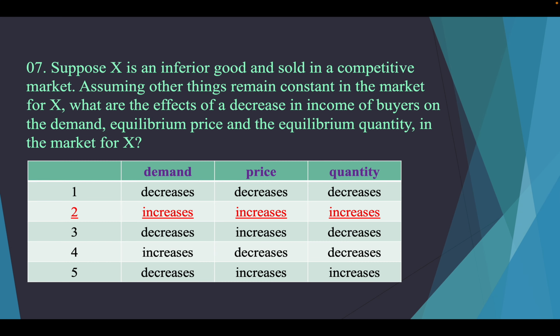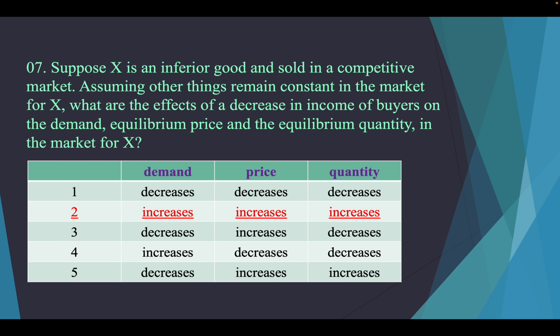Okay children, now we are going to discuss the 2016 A-level paper MCQ 7th question. So we are going to find out the answer with the procedure. So, 7th question. Suppose X is an inferior good and sold in a competitive market.